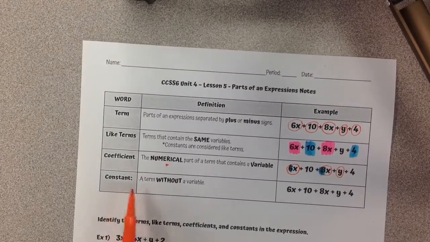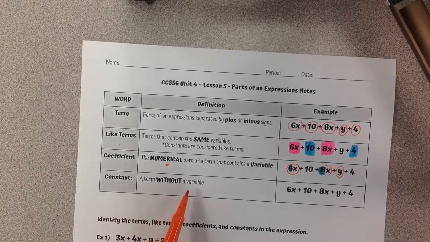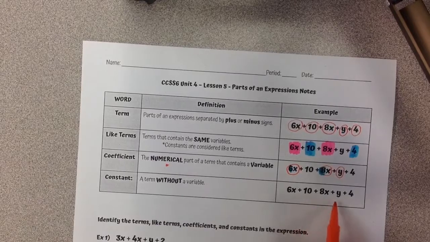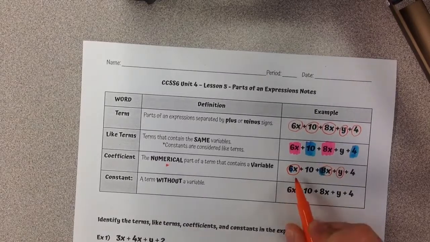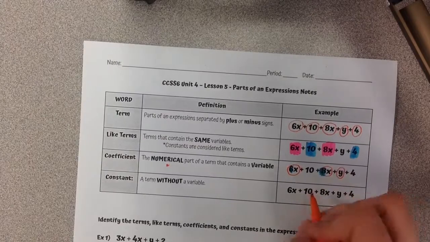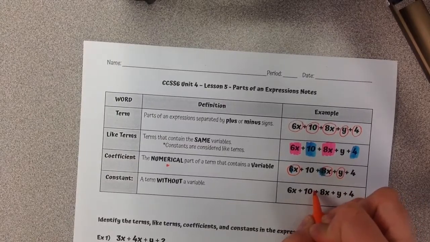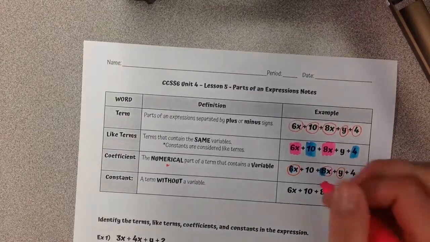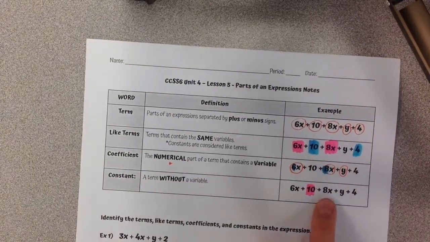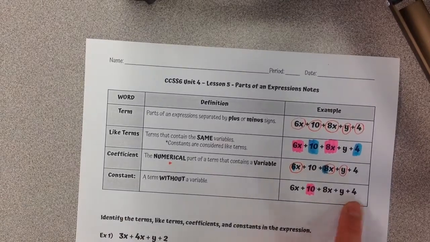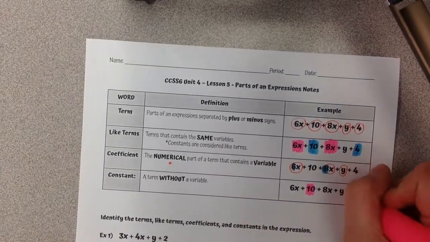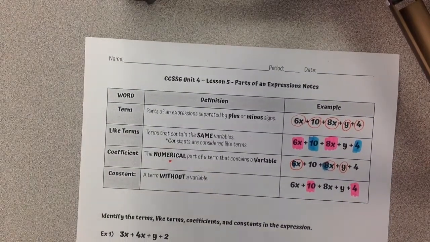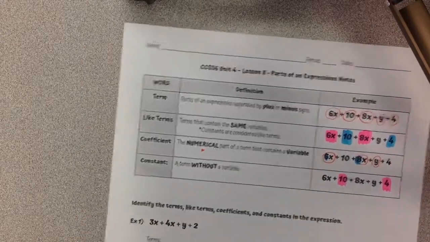Last, we have constants. Constants are our terms without a variable. So same terms in this example, 6x, 10, 8x, y, and 4. 6x we already determined has a variable. 10 does not have a variable, so that would be a constant. I'm going to highlight it actually. 10 would be a constant. 8x has a variable. Y is a variable. 4 has no variable attached, so 4 is also a constant. So as we're doing our examples, refer back to this top part of your notes.